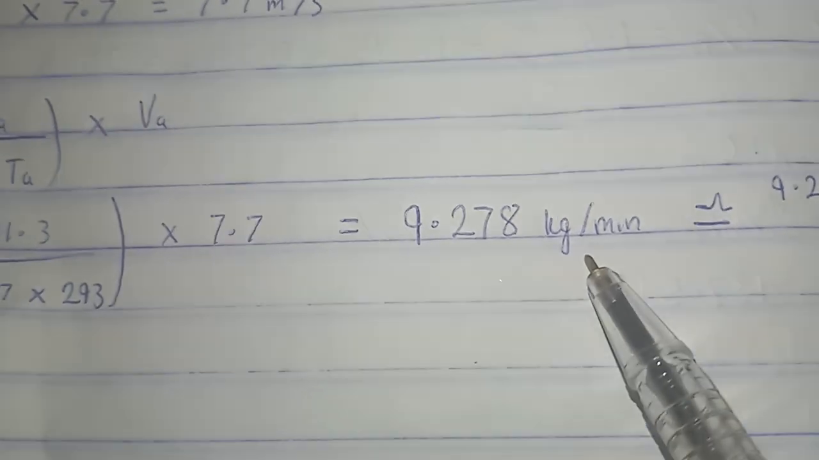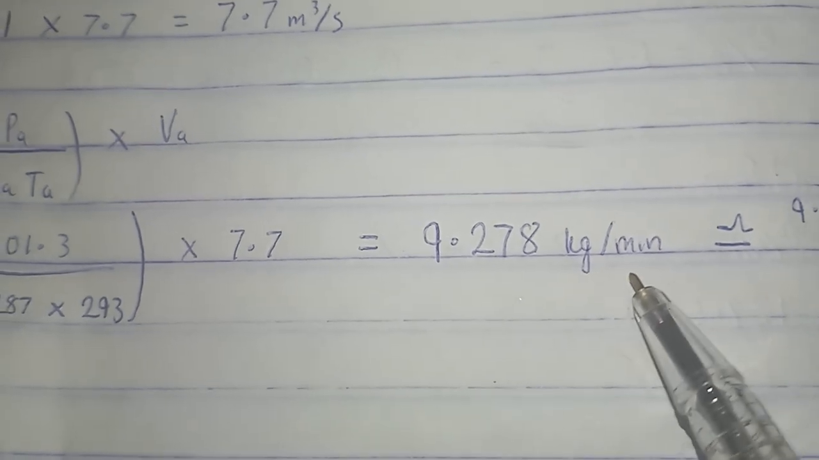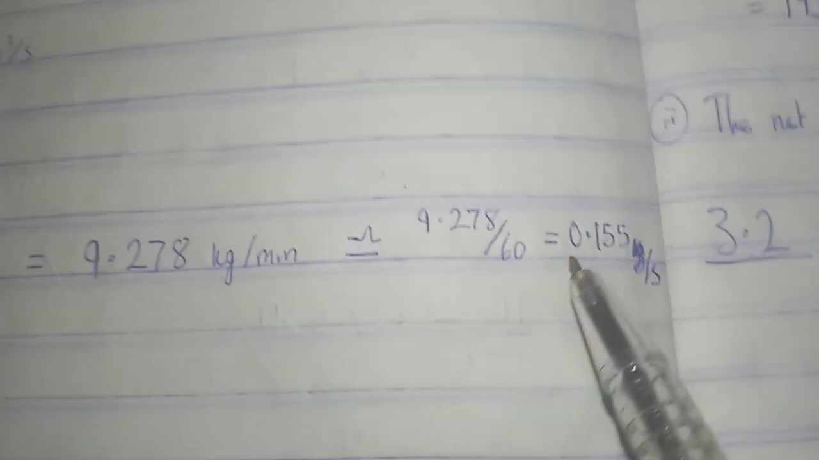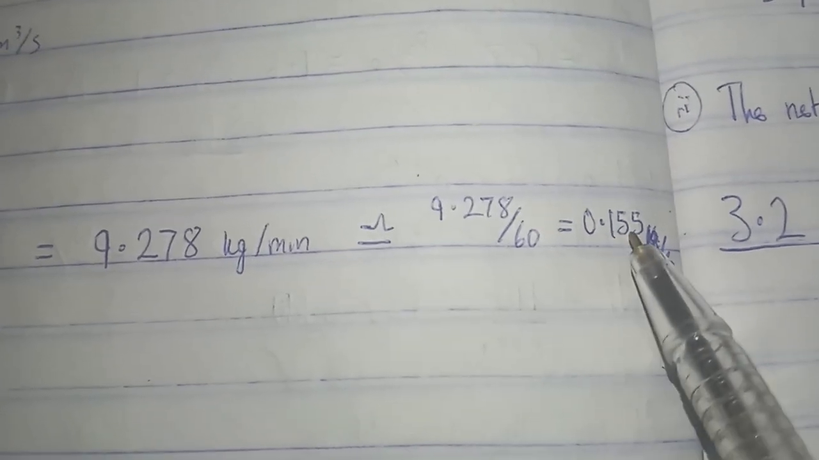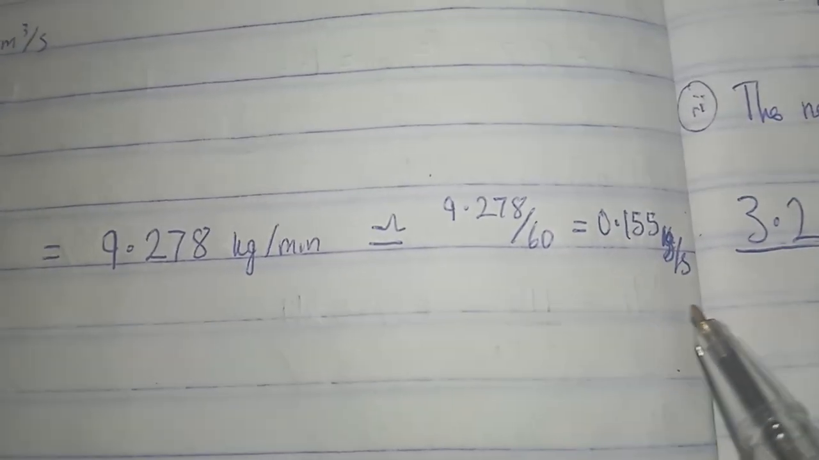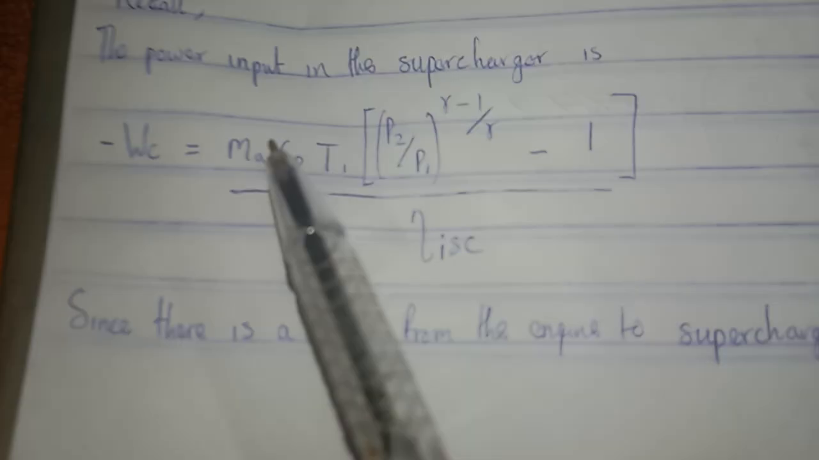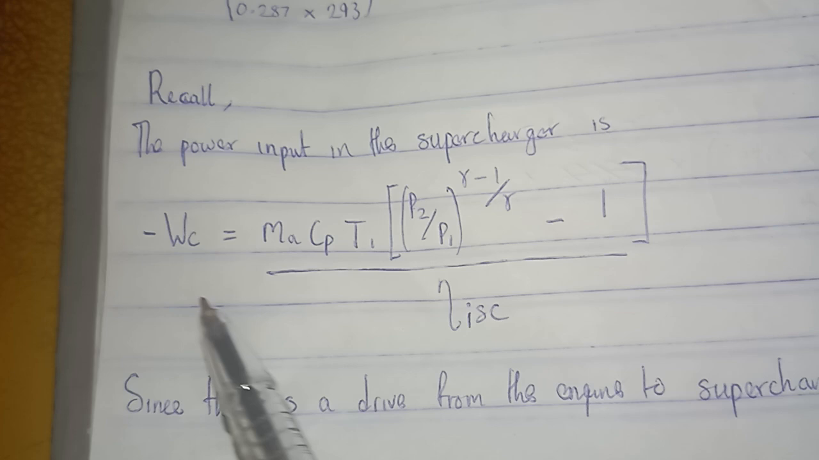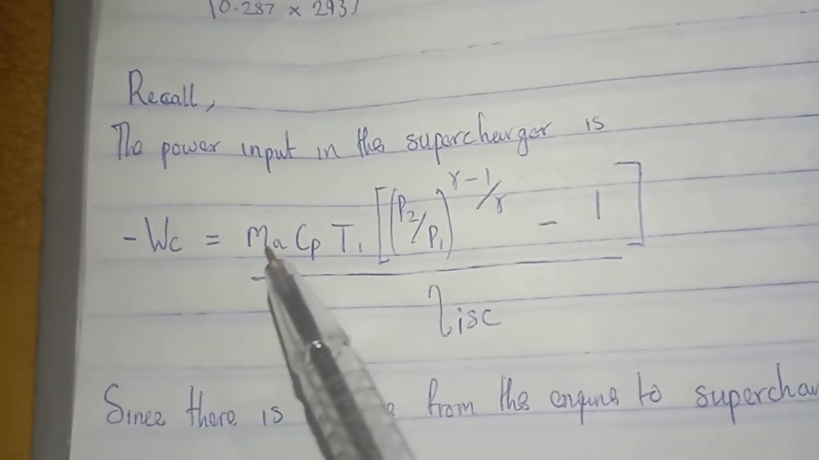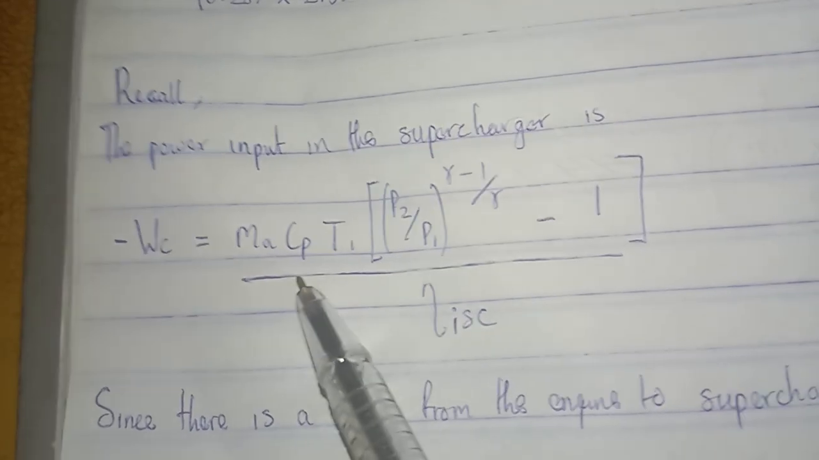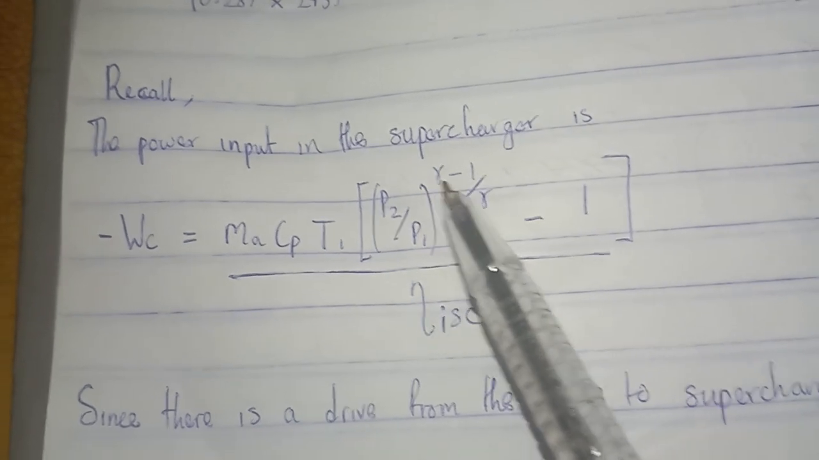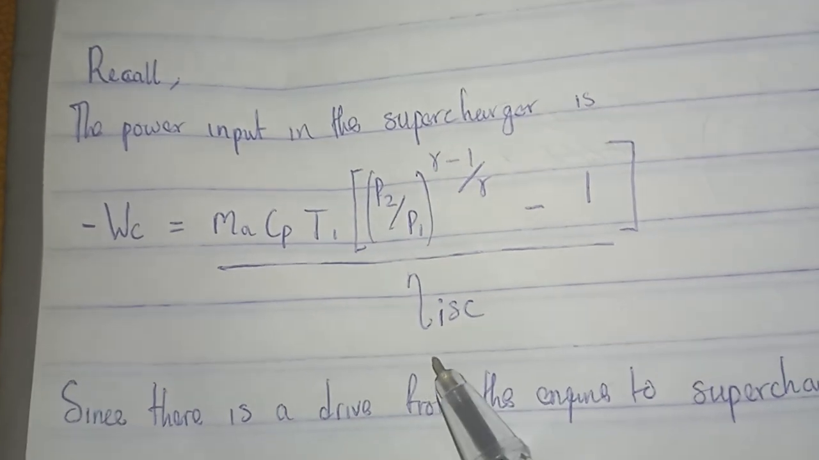So for it to be in kilogram per second, since all our solving is in kilogram per second, we're dividing again by 60. So divide your answer here by 60, you have 0.155 kilogram per second. So we can now go again and say, recall the power input into the supercharger is minus WC is equal to MA. We now have our MA, we have our CP, we have our T1, our pressure ratio, we have a value for gamma, we have our isentropic compression.